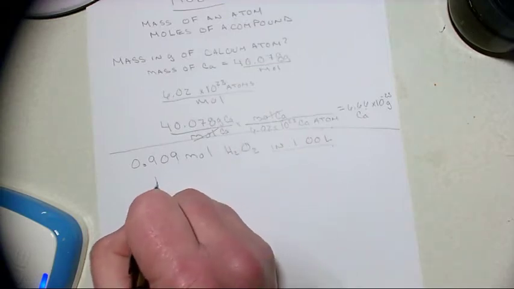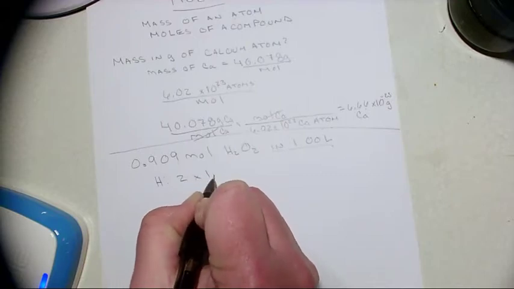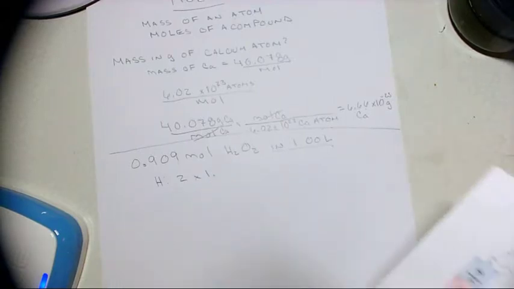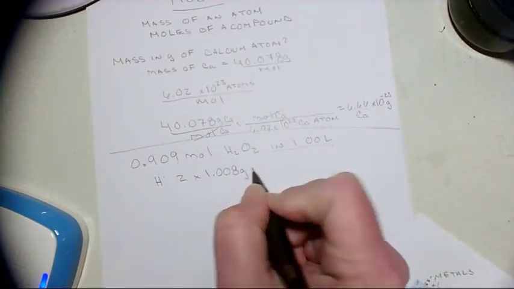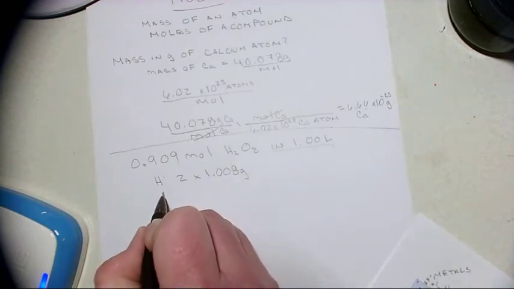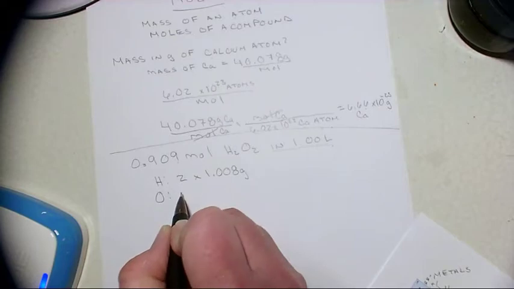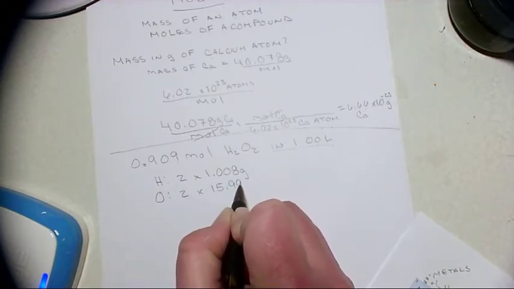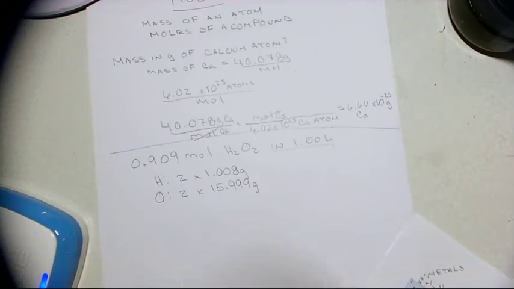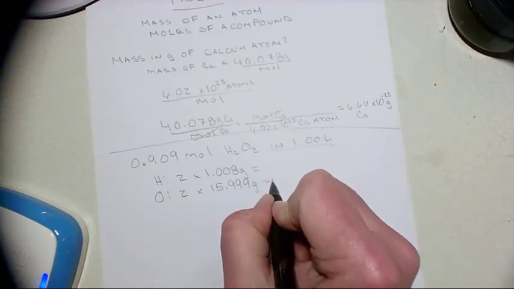So we're going to go to the periodic table, and it's going to be 2 times 1.008 for 1 mole of hydrogen, and then oxygen is 2 times 15.999. See, I'll practice good habits for you. Let's see what that comes out to.